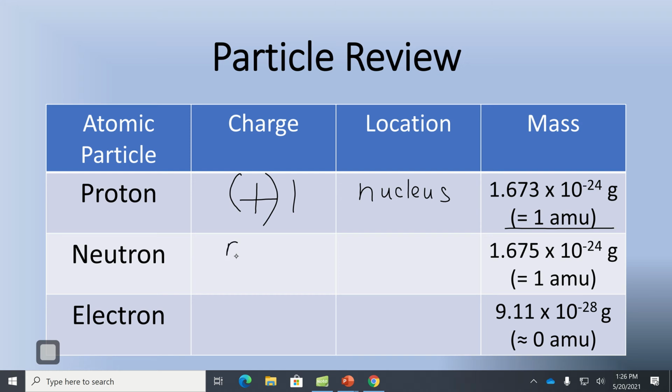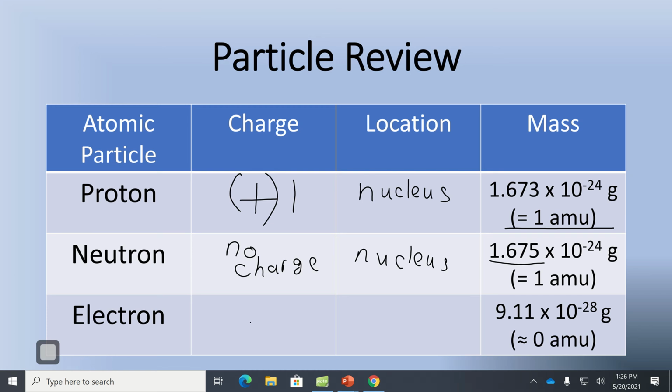A neutron has no charge, is in the nucleus, and you can see is ever so slightly bigger than the proton, 1.675 times 10 to the negative 24th grams. So basically both the proton and neutrons are equal to about 1 AMU.